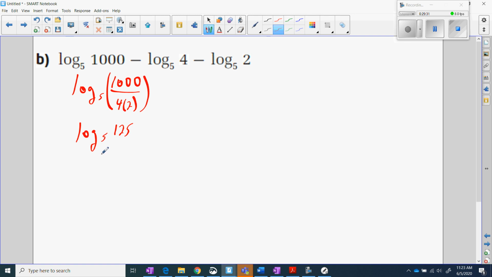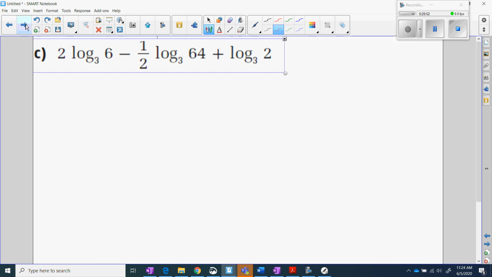So now I'm trying to figure out, well, 5 raised to what power gives me 125? 3. So hopefully we're starting to get more comfortable with this, and you will, hopefully, as you're doing some practice, you kind of start to recognize how you quickly evaluate these logarithms. There's that one. I got one more here. So this one's similar, except it's also got the exponents out in front. So we'll deal with those at the same time.